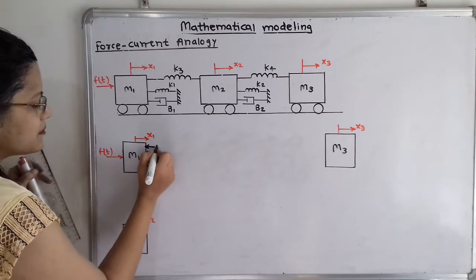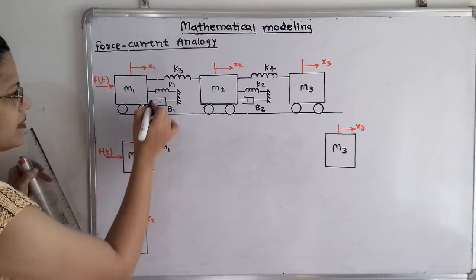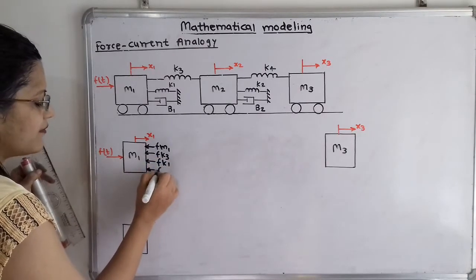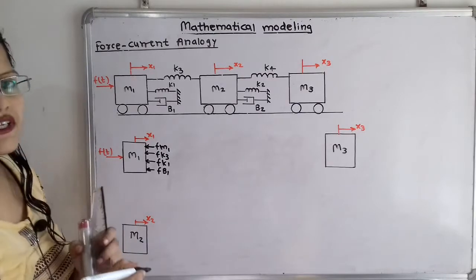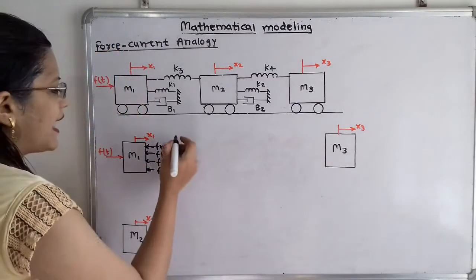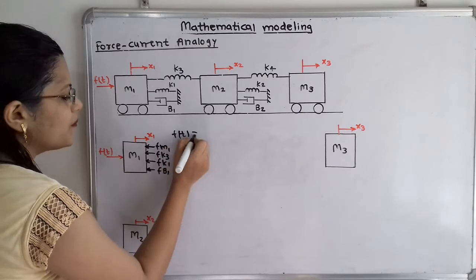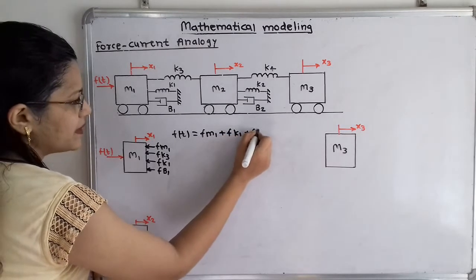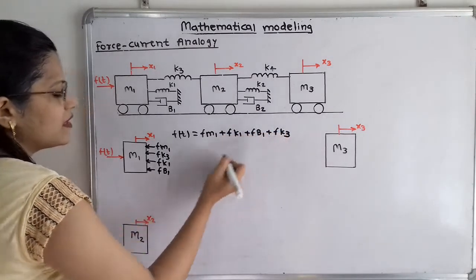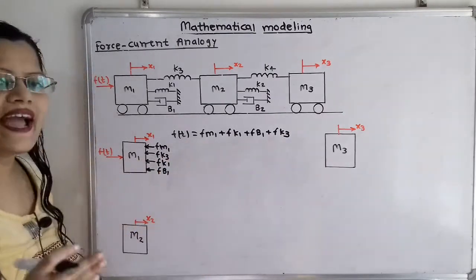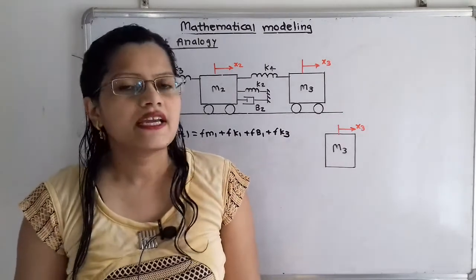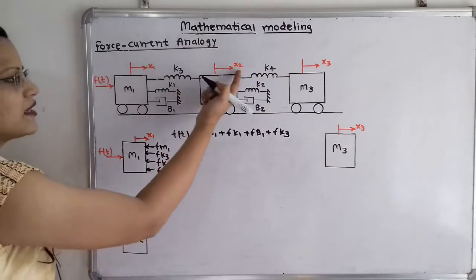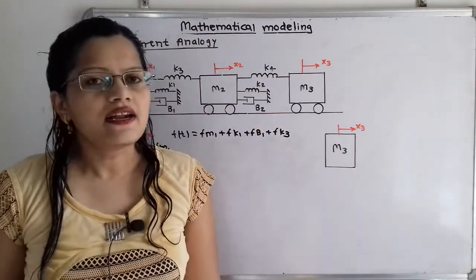Now first we will take the inertia force due to mass m1, then the spring with stiffness k3, that is fk3, then fk1 and fb1. Now I will write the equation. According to Newton's second law of motion, the action force F of t is equal to the addition of reaction forces, that is fm1 plus fk1 plus fb1 plus fk3. Now all these forces we have to define in terms of displacement. Input is force F of t and output is in terms of displacement x1, x2 and x3. So we will define all these forces.